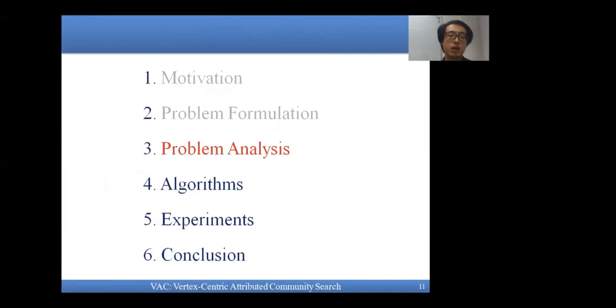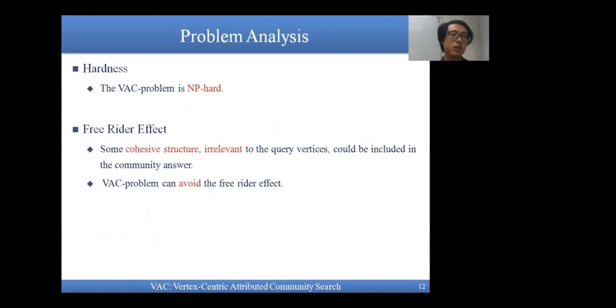Next, I analyze the problem from two aspects. First, the VAC problem is NP-hard. We can prove it by reducing a well-known NP-hard problem, that is the maximum clique, to the VAC problem. Second is the free rider effect. The free rider effect is an undesirable phenomenon for community search. That is, some cohesive structure irrelevant to the query vertices could be included in the community answer. We can show that the VAC problem can avoid the free rider effect. The detailed proofs are omitted here due to time limitations.